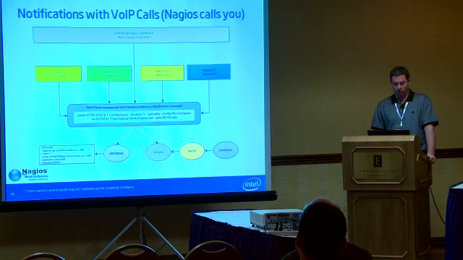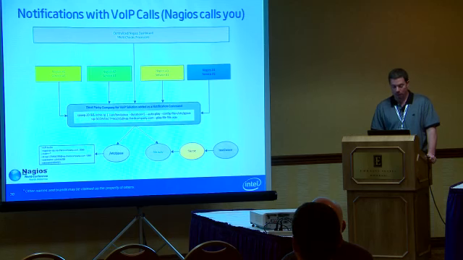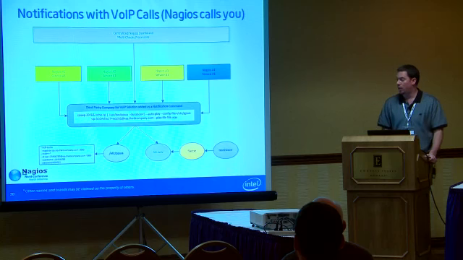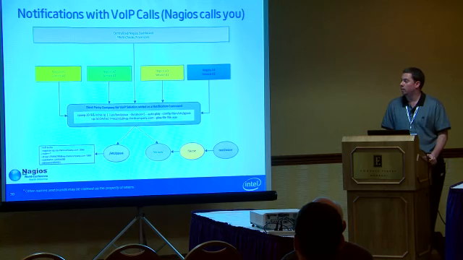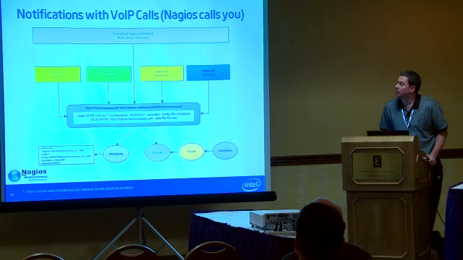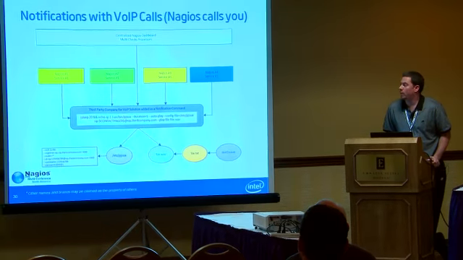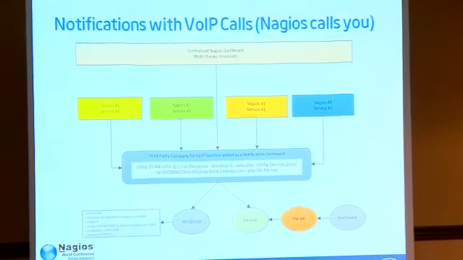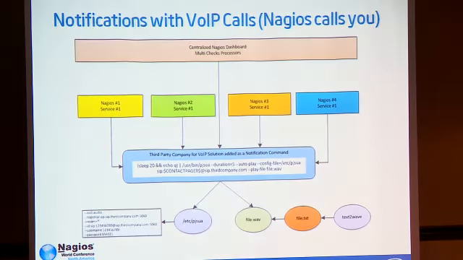Same with VoIP. We are using text-to-wave in order to create a file that WAP, and we're using PJSUA for calling the contact. And of course this could be done from Nagios, the central Nagios, or from the distributed ones.